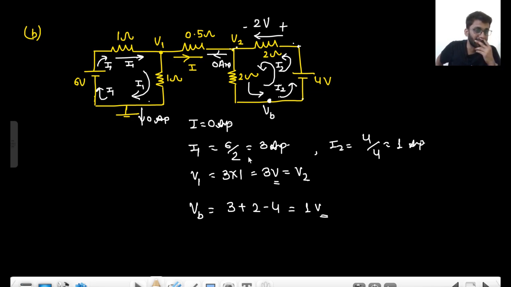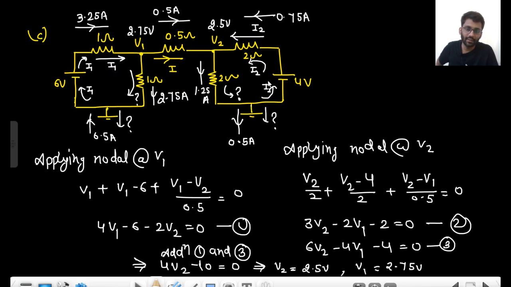Because ground is not mentioned. Here, even the potential is not mentioned. So you don't really know the value of VB. Okay. So you can't really apply that analysis, that V2 minus 4. You can't really write V2 minus 4 by 2. Okay, you can't really apply the nodal. But here you know the potential. If this is 0, this is 4. That's for sure. So you can apply the nodal analysis here.